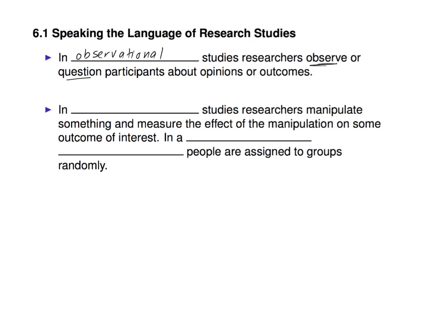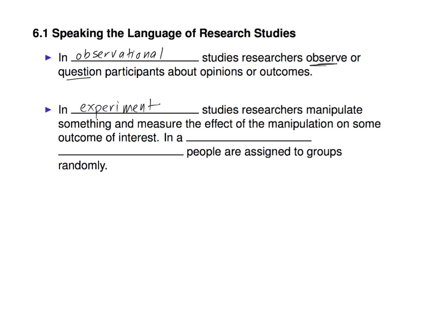Tell me your eating habits over the last 10 years and let's observe your health, stuff like that. Tell me your study habits and let me observe your performance in a class. Okay, in other studies, researchers manipulate something and they measure the effect of the manipulation on some outcome of interest. So this is called an experimental study.